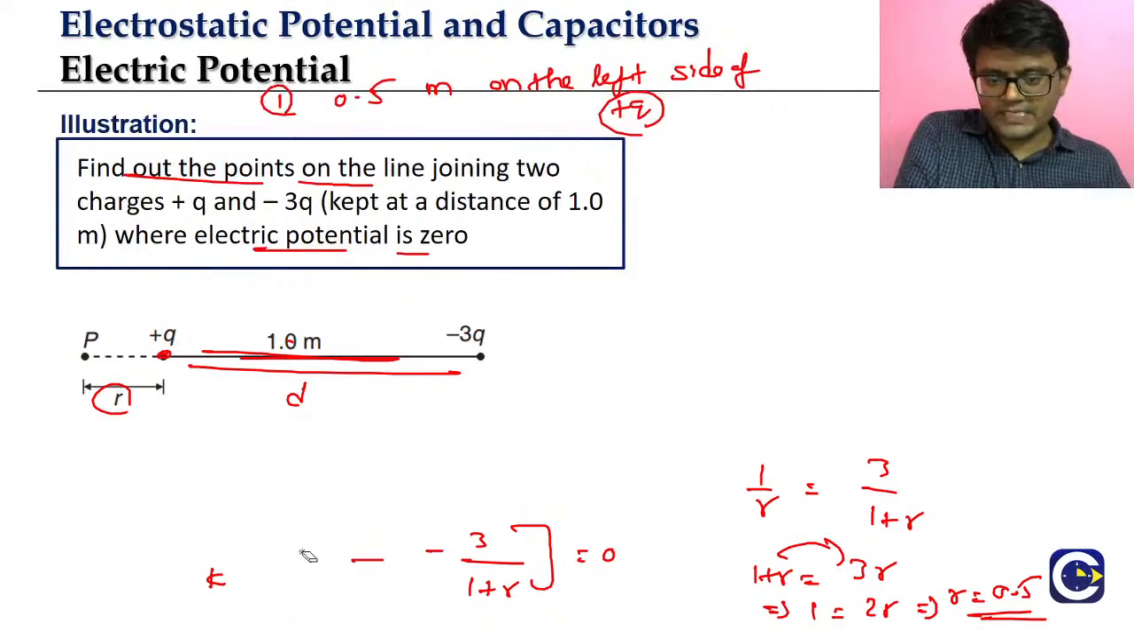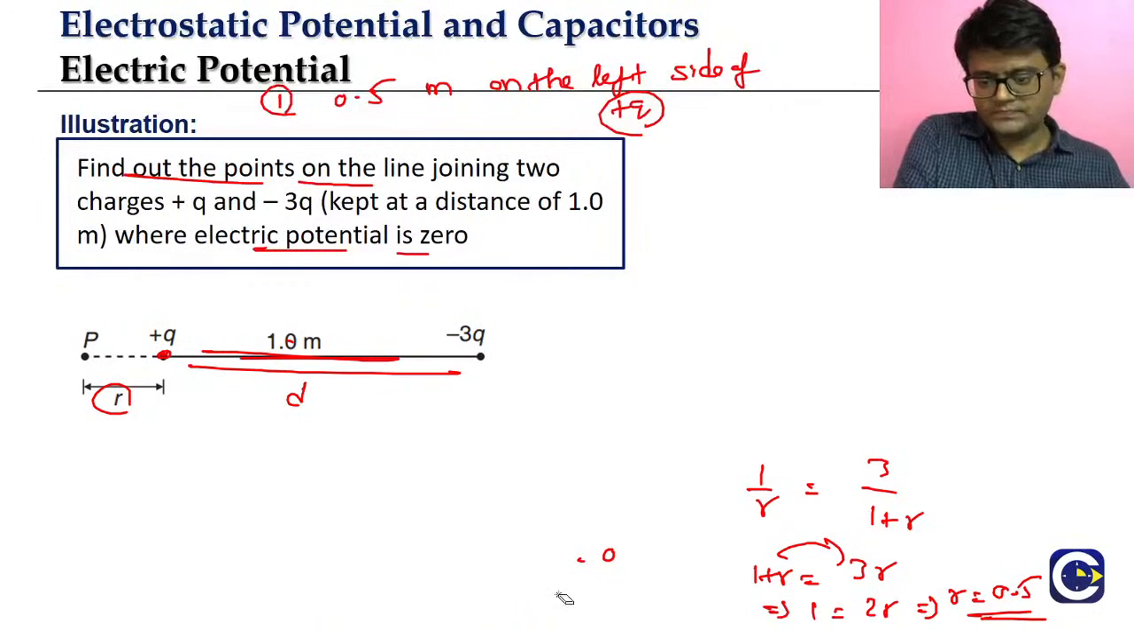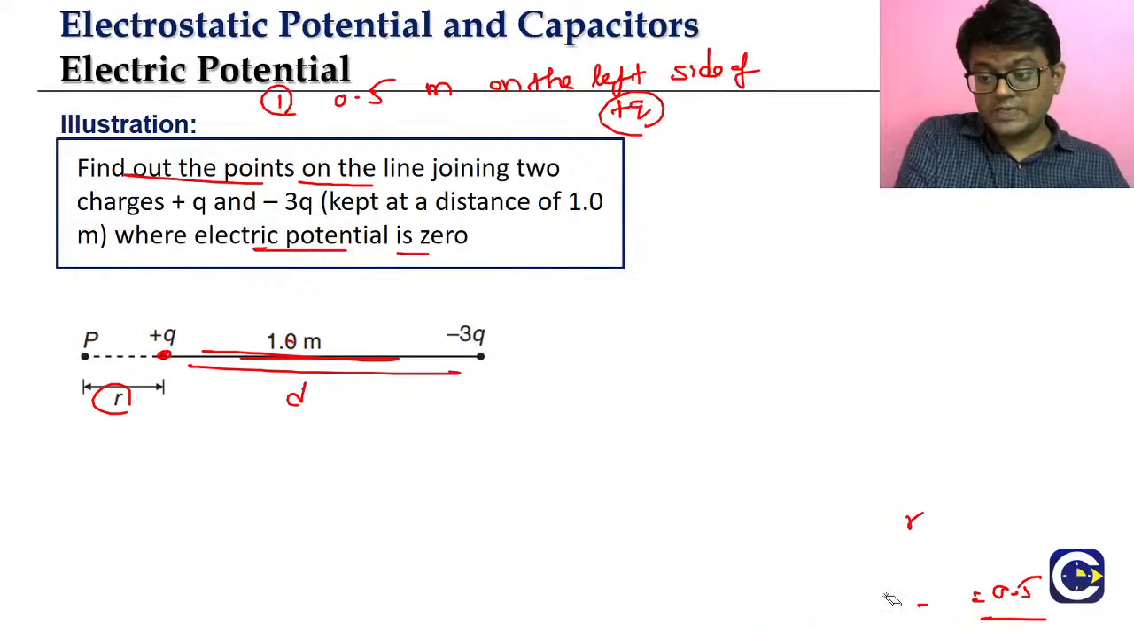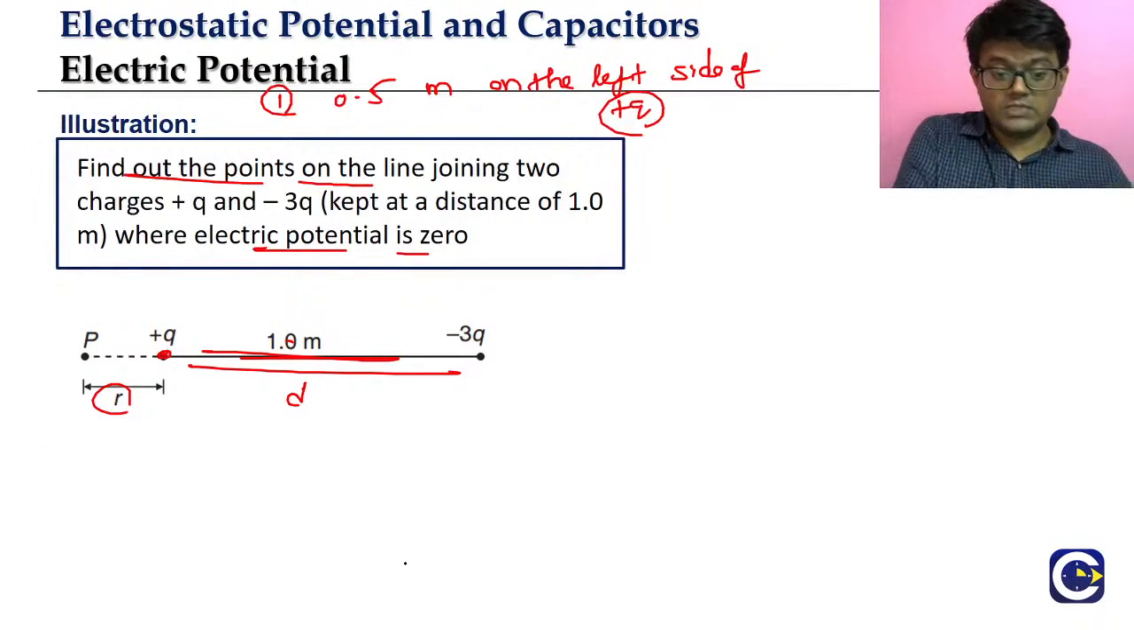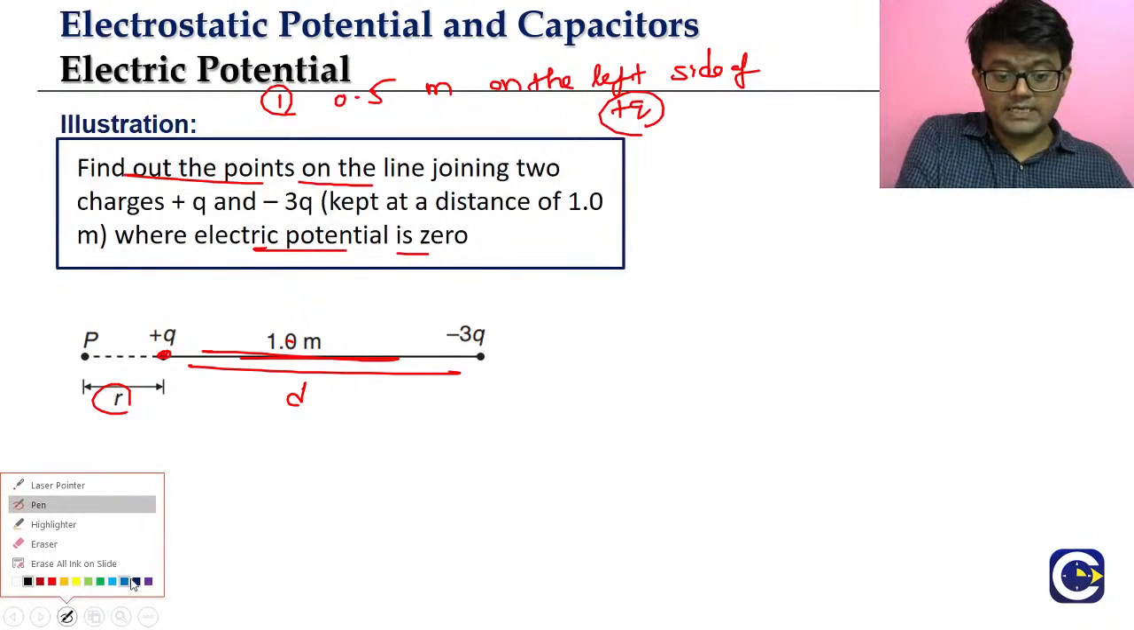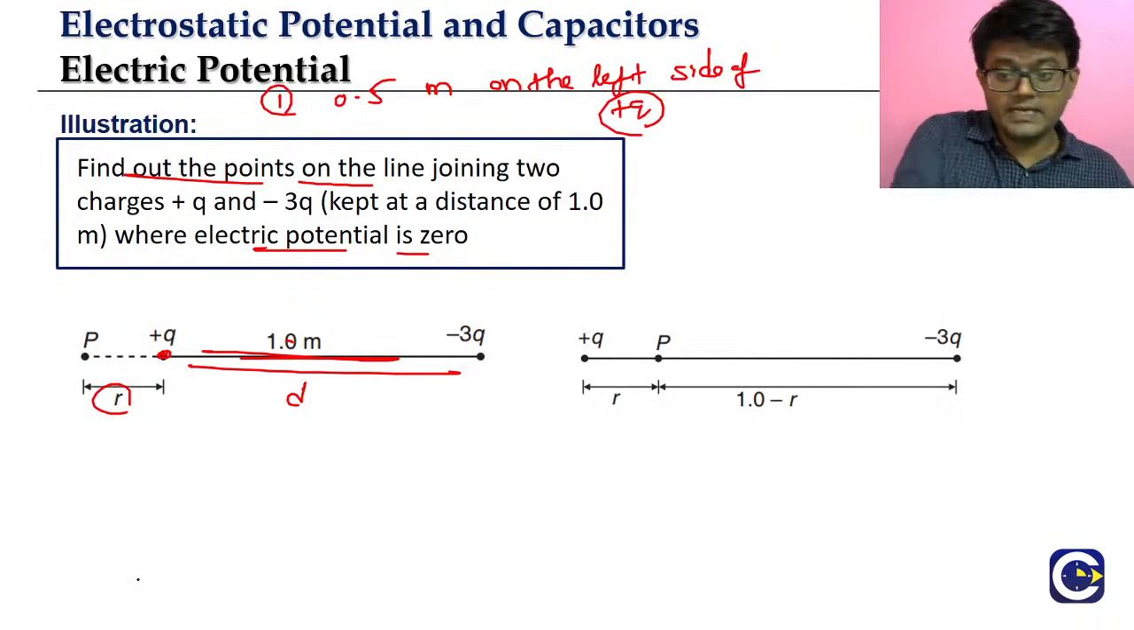0.5 meters from the plus q. Okay, இது முடிஞ்சது the case 1. இன்னொரு possibility என்ன, we can have a point where the electric potential is becoming zero in the region between the two charges, right? அங்கே ஒரு possibility இருக்கா. So அதை எப்படி calculate பண்ணது பாருங்க.